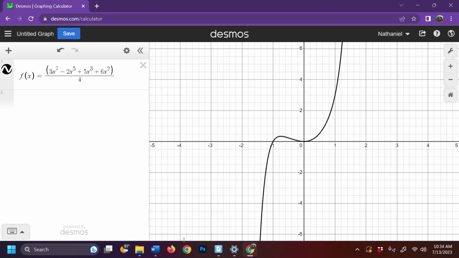Now, let's check that in decimals. So here I have the function entered as it was written, and again, as x goes to positive infinity, the function goes to positive infinity, and as x goes to negative infinity, the function goes to negative infinity.